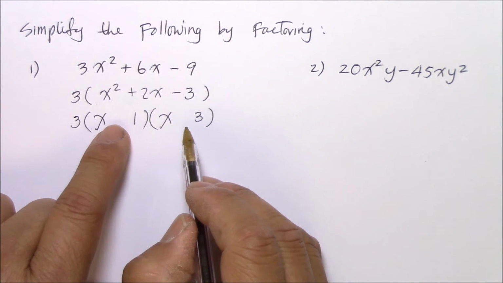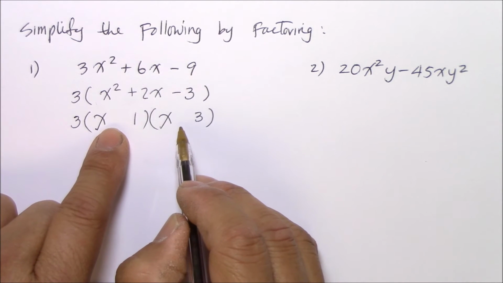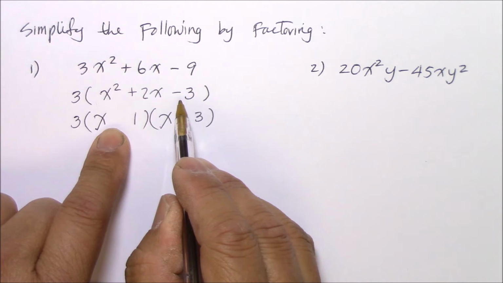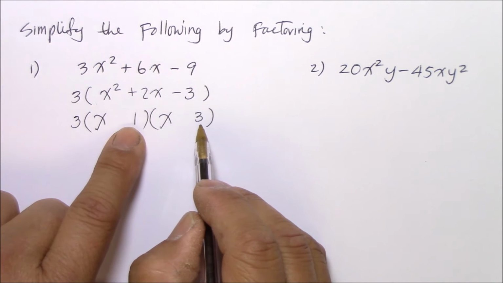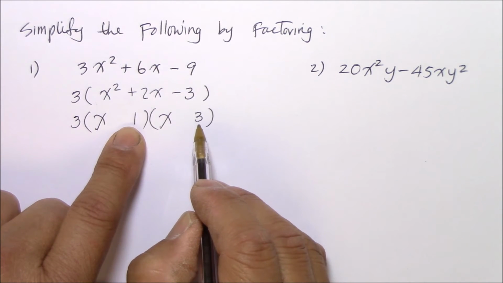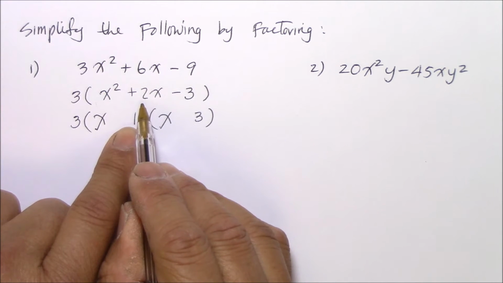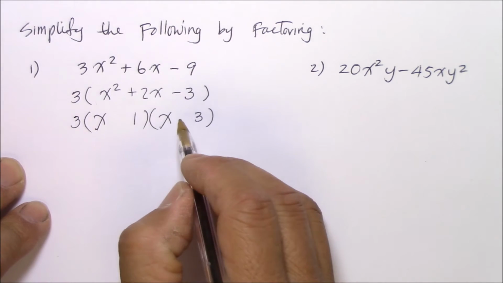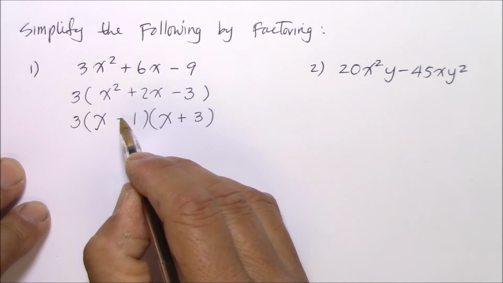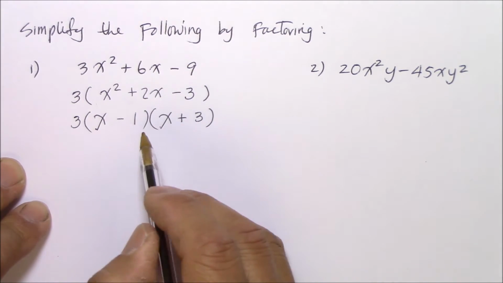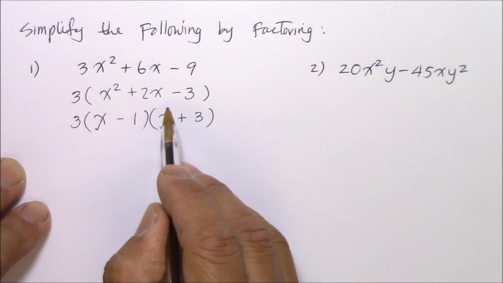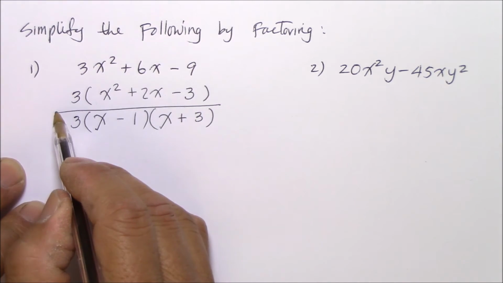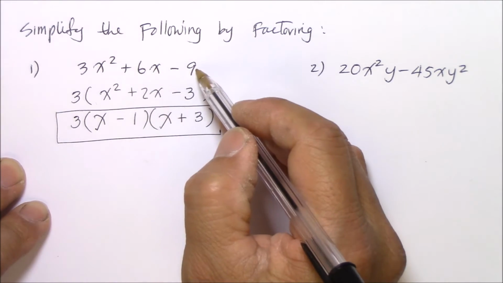But what must the signs of these 1 and 3 be so that if you multiply them, it will give you a negative 3, and if you add those integers or combine them, it will give you a positive 2? Then you will realize the bigger integer better be positive. So 3 minus 1 will give you 2. And if you multiply them, 3 times negative 1 is negative 3. And there you have it. This is the complete factored form of this polynomial.